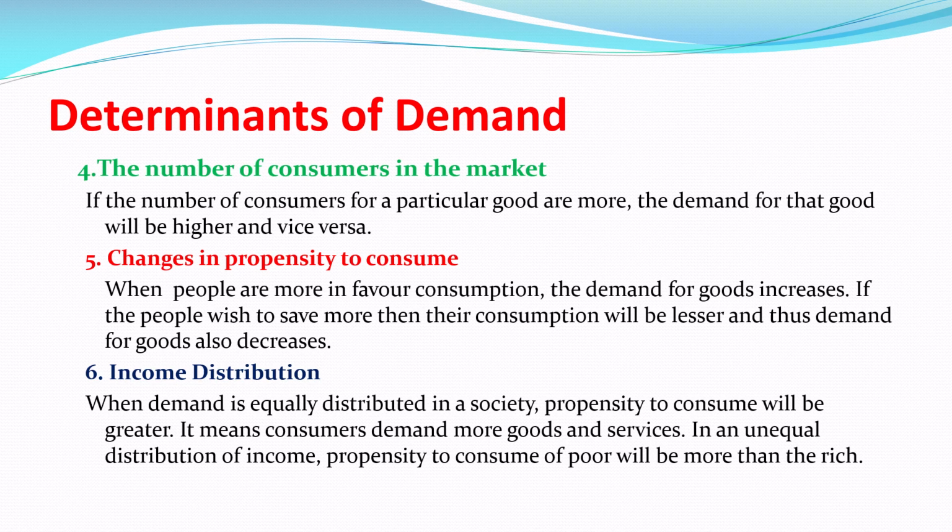Next determinant is income distribution. When income is equally distributed in a society, propensity to consume will be greater. It means consumers demand more goods and services. In an unequal distribution of income, propensity to consume of the poor will be more than the rich.